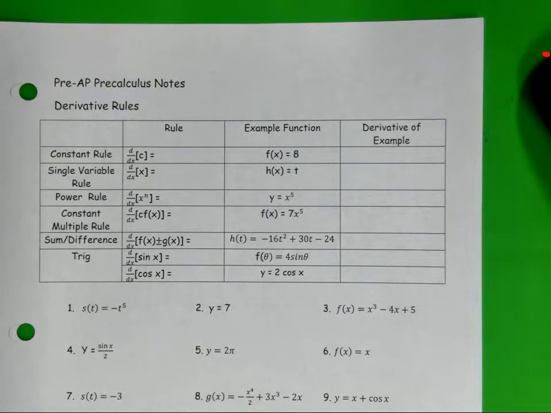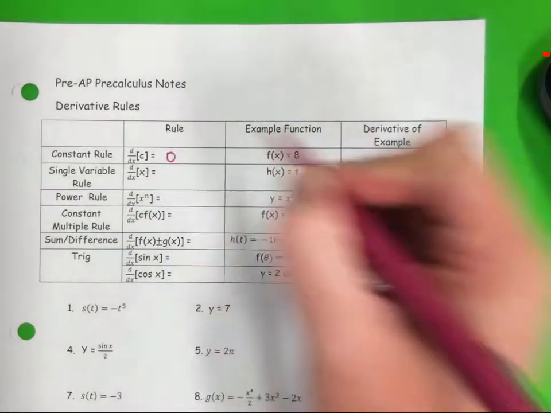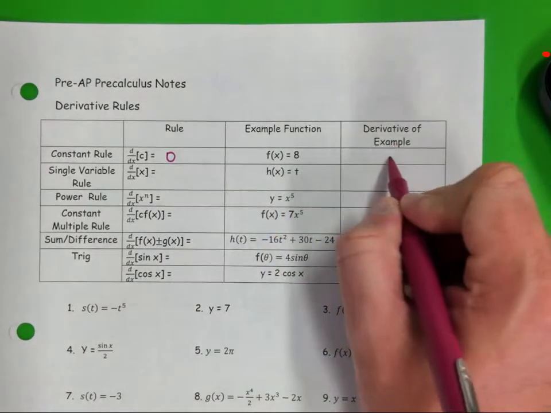There's a lot of rules, guys, but I don't make you memorize that because I just want you to look at a situation and be able to know what you do on this. If you're taking the derivative of a constant, just a plain old number, the derivative of any constant is equal to 0. The derivative of a constant is 0. So if I say, what's the derivative of 8? That is 0.